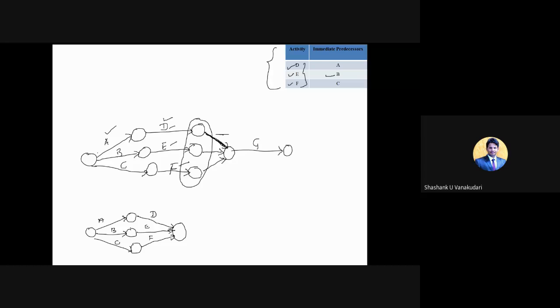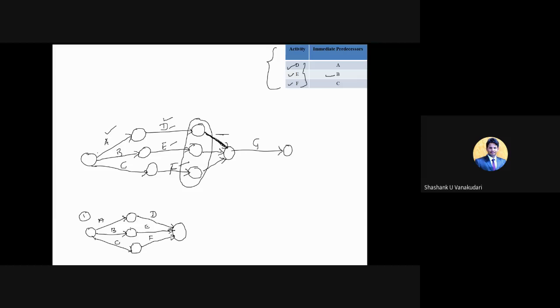So what are the conditions now? The first condition is that activity A, activity B, and activity C are starting concurrently. That is fine, it's satisfied. The second condition is from the table: for activity D, A is the predecessor, that is satisfied. For activity E, B is the predecessor activity, that is also fine. And for activity F, C is the predecessor. So we have satisfied these three conditions from the table.